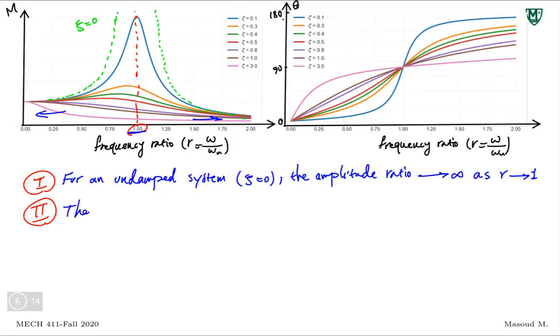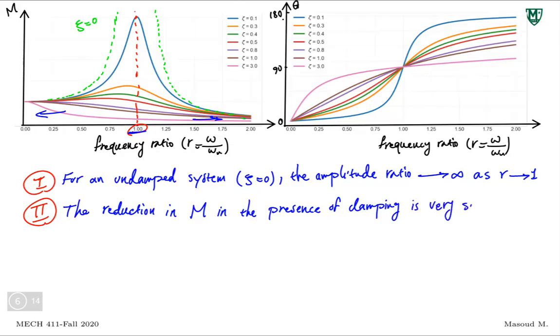Let me put that. The reduction in M, which is pretty much a good representative of the magnitude of steady state response, in the presence of damping is very significant at or near resonance. And by near resonance, I'm talking about where R is equal to 1 or close to where R equals 1. You see, I'm mainly focused on the plot for the magnitude.